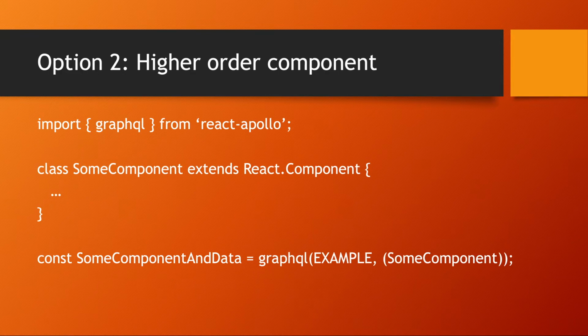So option 2, higher order components. Again, you don't have to use this, but do what works for you. In this instance, what you're doing is you define your UI. After that, you're going to need to import GraphQL, which is the call to, or compose, which is the call to do that wrapping with the higher order component.